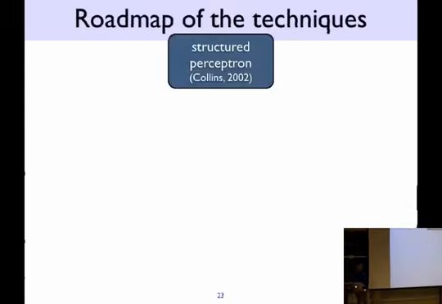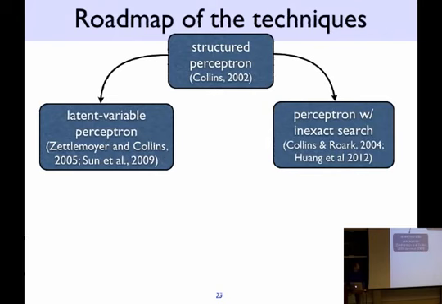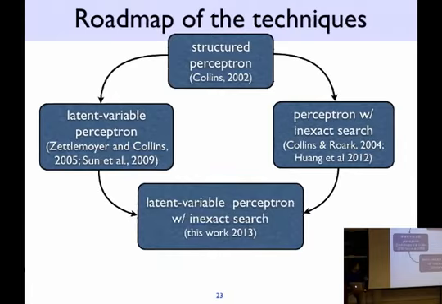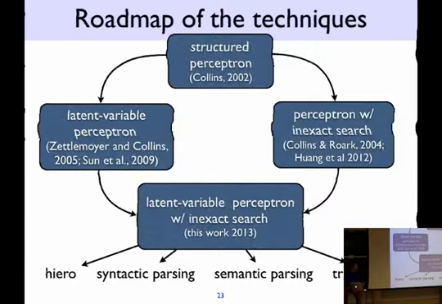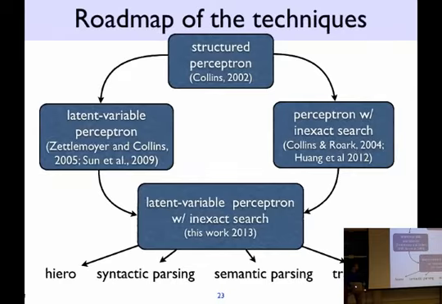We think this method is a very general technique. It started with perceptron, and we have two parallel lines: one is extending to latent variables, and the other is extending to handle inexact search. We combine them to get a latent variable perceptron with inexact search, and you can use this for many other things like hierarchical translation, semantic parsing, transliteration. For example, in semantic parsing, the latent variable could be the syntactic parse, which is what Zettlemoyer was doing. And if you have inexact search, you can use our method like early update or max violation update. Okay, any questions on the techniques?